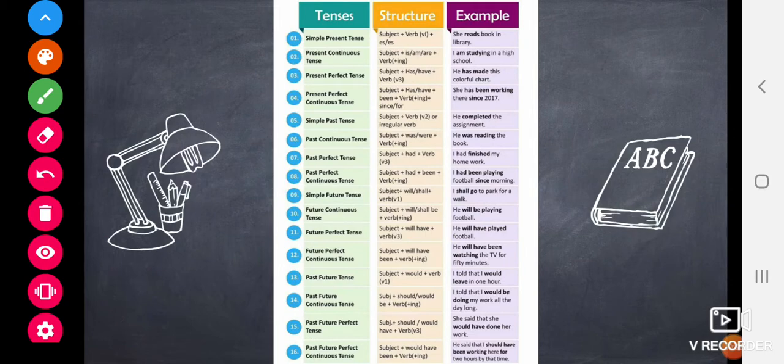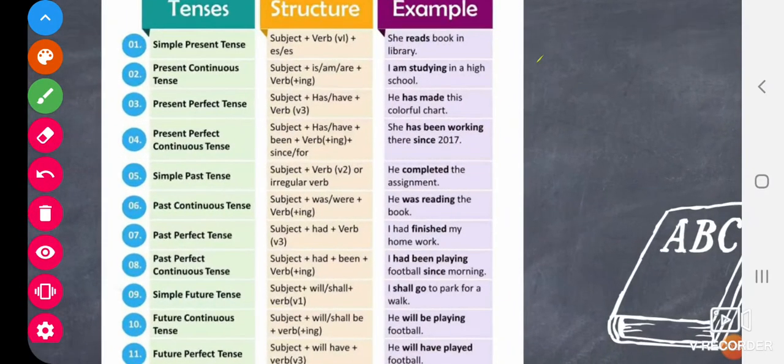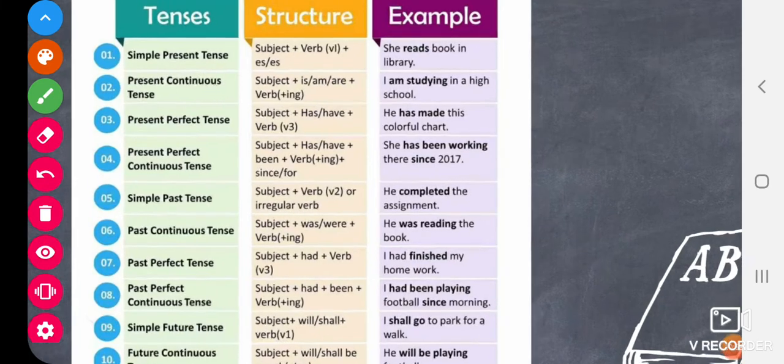The next topic is tenses. Now this image nicely summarizes all the types of tenses. Here we have in the first column the names of the tenses. In the second column we have the structure or the formula of that particular tense. In the third column we have examples of sentences which are given in the same tense.